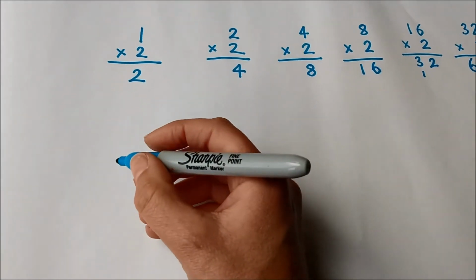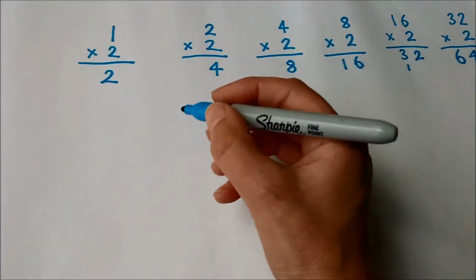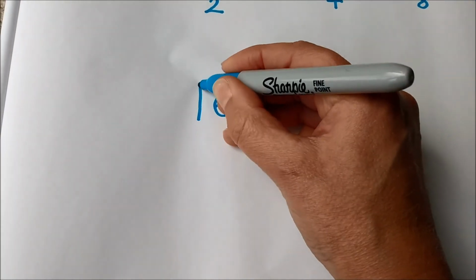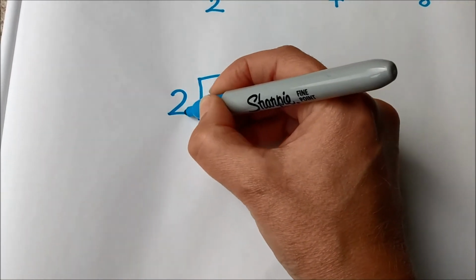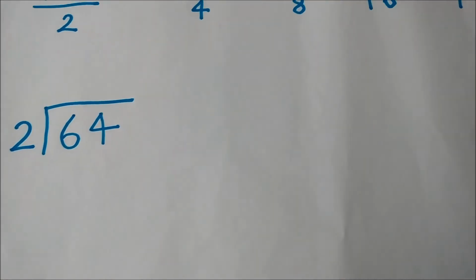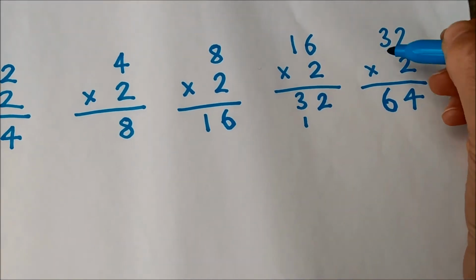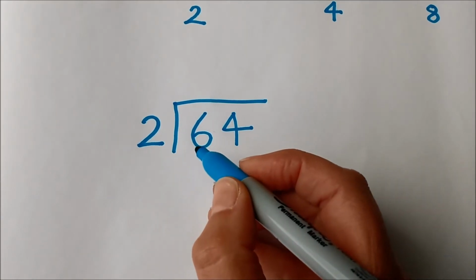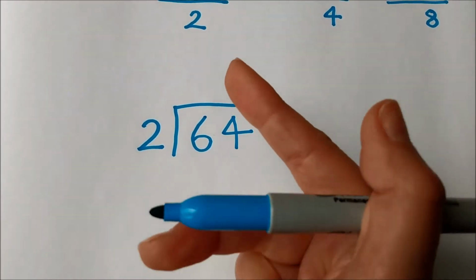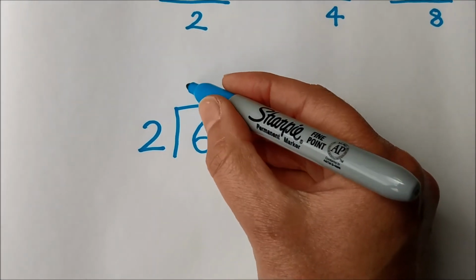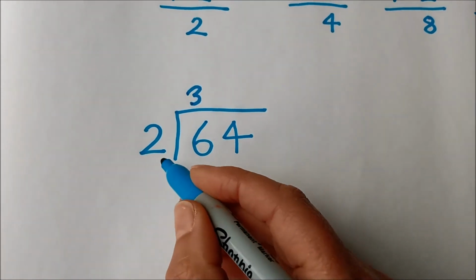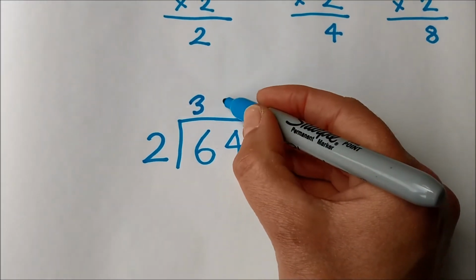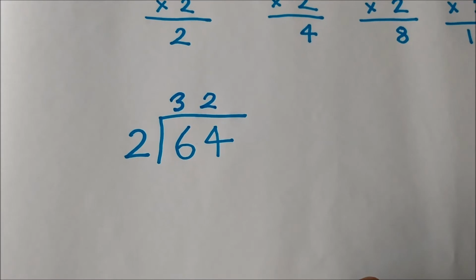Now let's do some checking with the inverse. We've got our answer 64. I don't want us to make any mistakes here, so let's put that in the bus stop method and divide it by 2 and see if we get back to 32. So we look to see how many 2s are in 6. 2, 4, 6. We've got 3 groups. And we look to see how many groups of 2 are in 4. 2, 4. Got 2 groups. Good, so that answer was right.